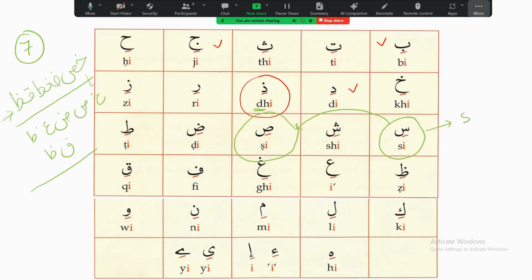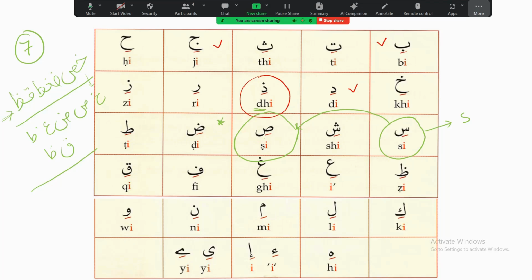Then we have Dod, Kasra, Li. Okay, so this can be a little tricky. Why? Because the articulation point of Dod is the sides of the back part of our tongue. You can take one side, both sides, or either one side, right or left, the back side of the tongue, and you touch that to the upper molar wisdom teeth, and that is how you say the Dod letter, Li, like this.